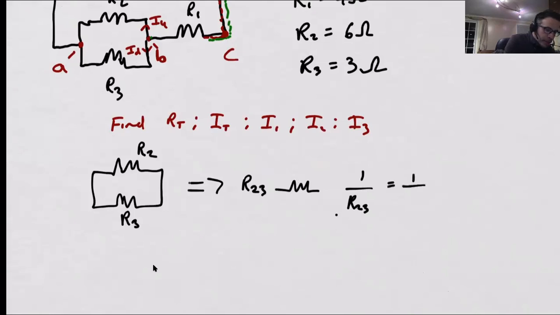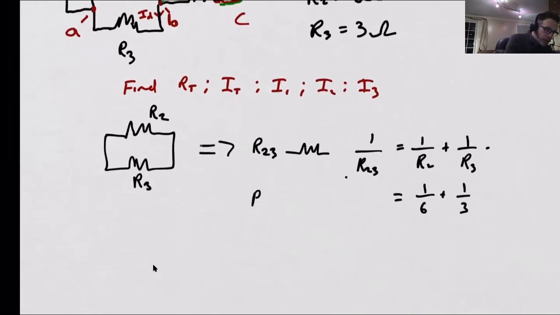So this is just going to be 1 over R2 plus 1 over R3. Okay, again, using the values that we have, this is 1 over 6 plus 1 over 3, and those numbers were conveniently chosen so that R23 matches the math that we did last time, which is going to be 2 ohms. Now, that combination of R23 is what's in series with R1.